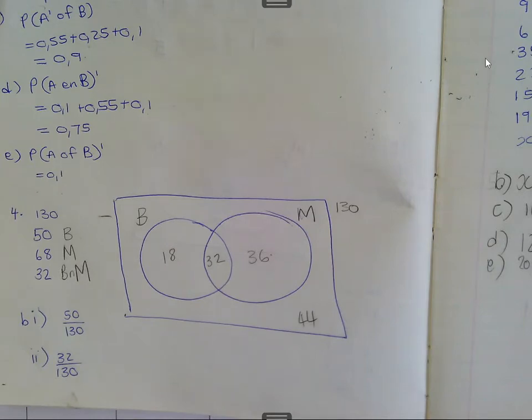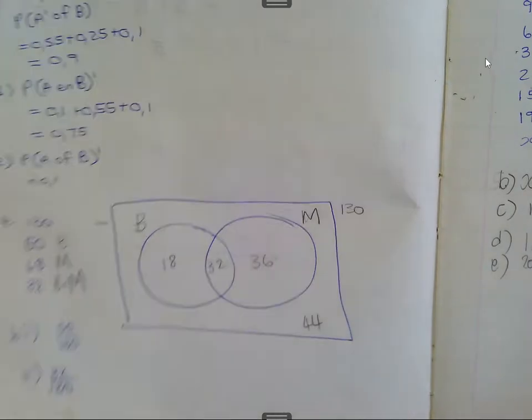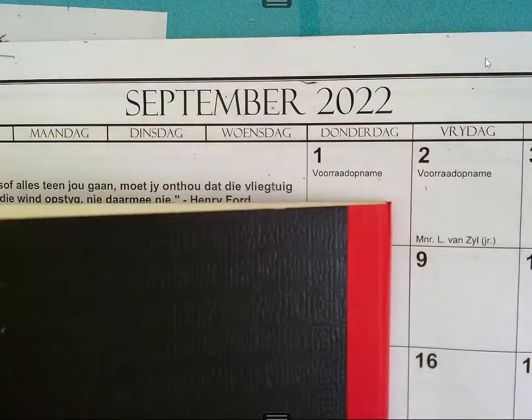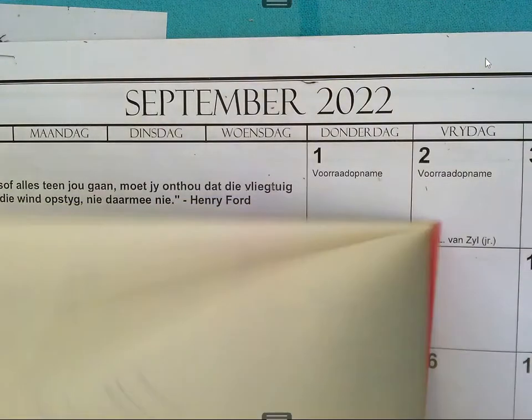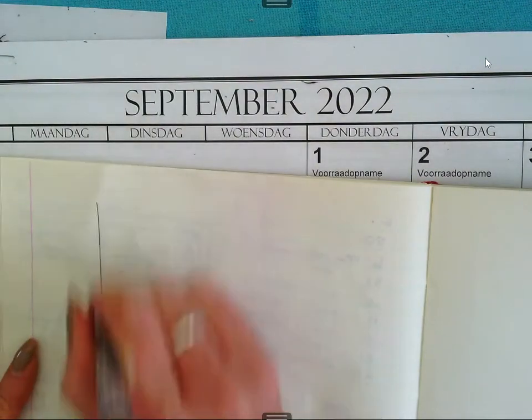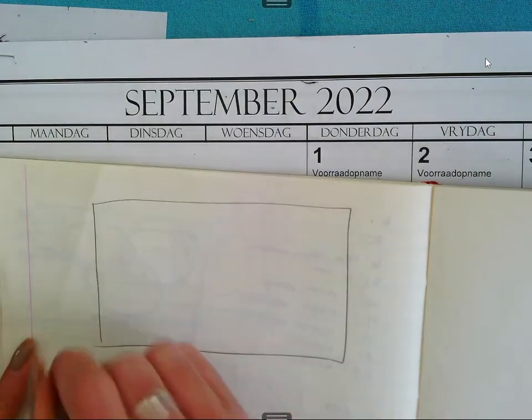I want to give you time in class to do number 6 and 7 now, but you have to hurry, because these ones don't take long. You make your summary of the information you have and then you do it, but before you do it, I quickly want to show you number 5's Venn diagram.